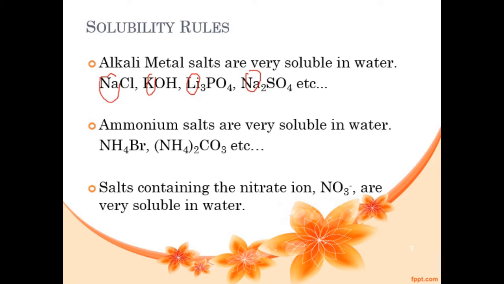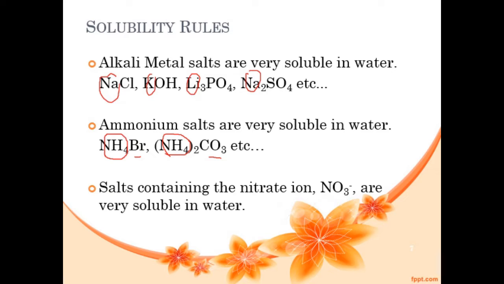Next, ammonium salts are very soluble. So if you have any salt and it has ammonium as the cation, it is very soluble, despite whatever anion is with the ammonium ion.